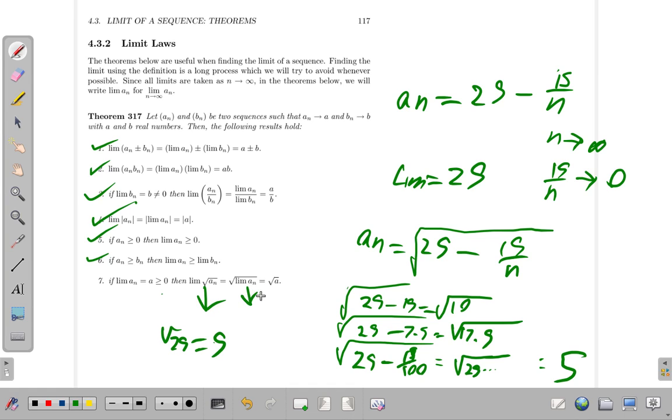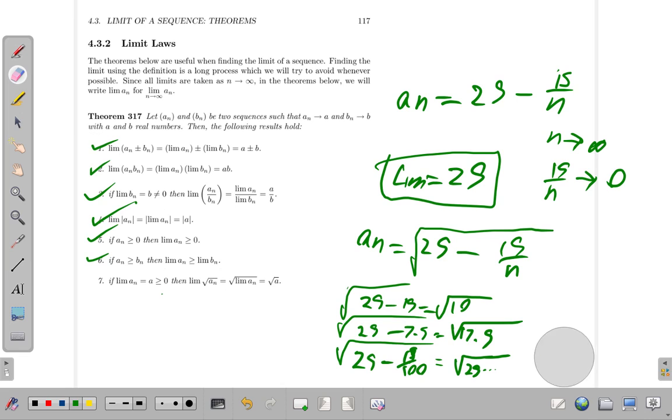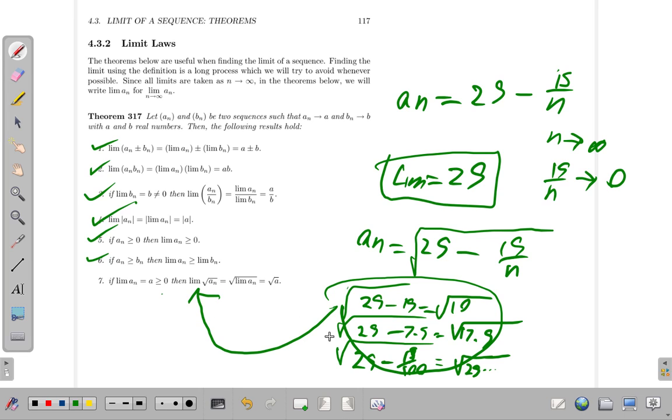Now, when we square root the whole function, what we did here was find the limit of the square root of the function. The square root of the limit of the function is this. That might be a bit confusing, so let me go through it again. The limit of the square root of the function is this part. We square root the function and find its limit. Here we found the limit first and then square root it.